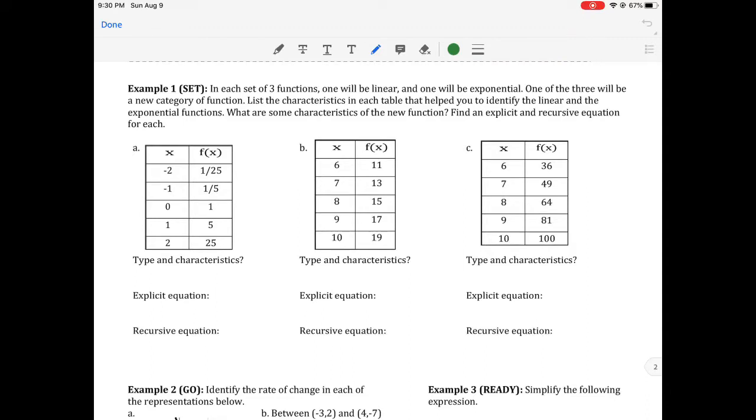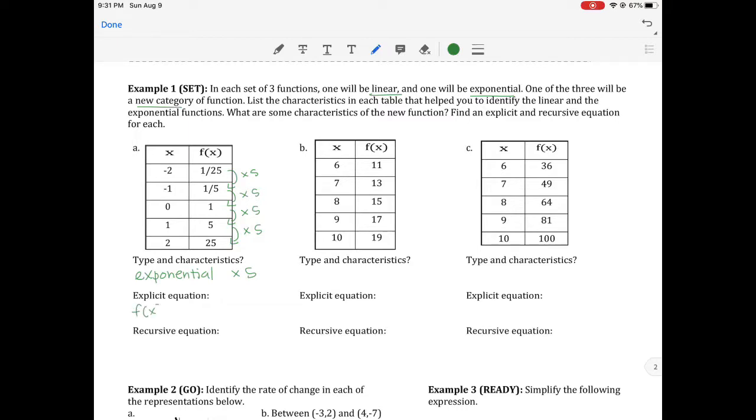Okay, we're now going to put these equations to practice. Notice it says in each set of 3 functions, one will be linear, one will be exponential, and one will be a new category. That's what we were seeing in the task. List the characteristics that helped you identify it as linear and exponential, and what are some characteristics of the new function. Find the explicit and recursive. Here we are multiplying by 5 each time. You'll probably recognize this because you'll see 1, 5, 25, and 1/5, 1/25. So we know that's going to be exponential, simply because it's multiplying by 5.